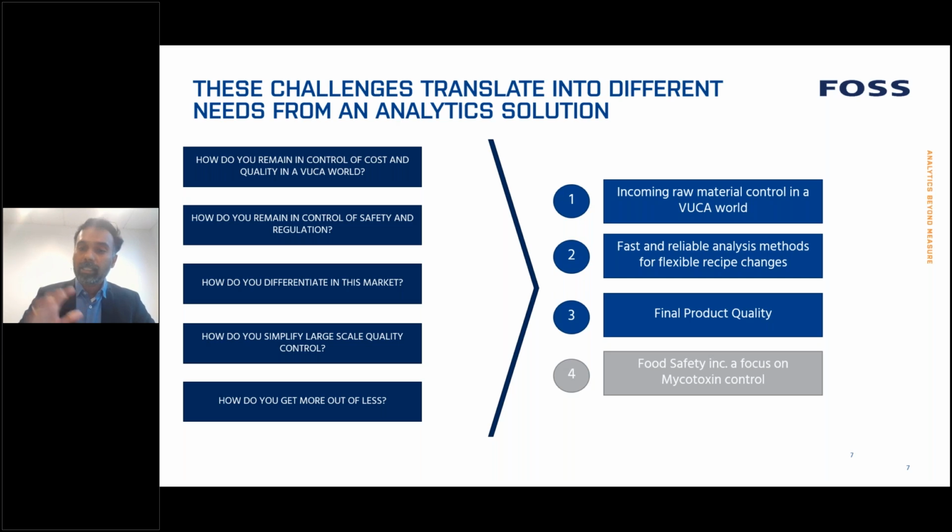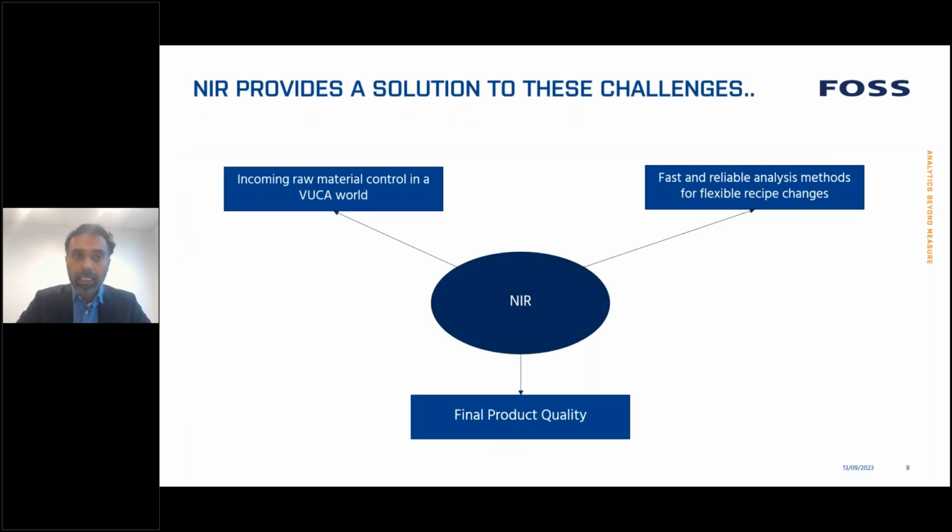Food safety, of course, is a part of this. I've grayed it out because we don't believe that NIR is the right solution for that, but we of course have solutions for that, and we will not touch upon it. But we'll be happy to take you through that at a different point if you reach out to us about this. Looking at the top 3 ones, it's very clear that NIR provides a solution to these challenges. Everything from raw material control to analysis for recipe changes, and finally final product quality.